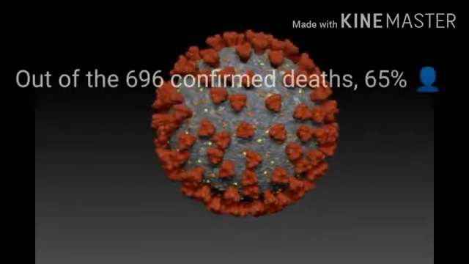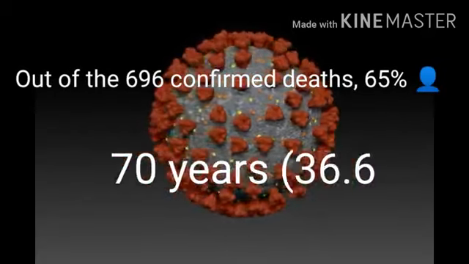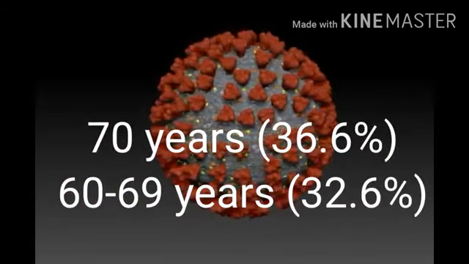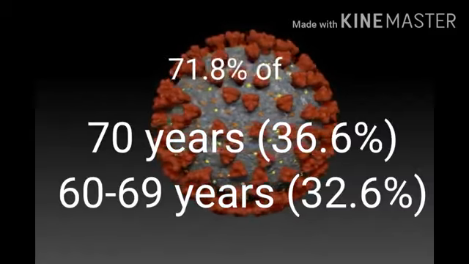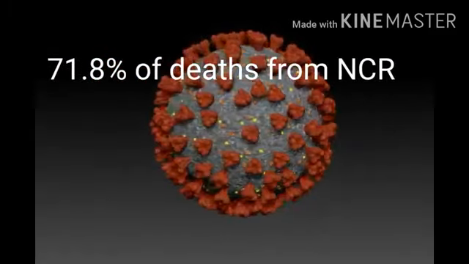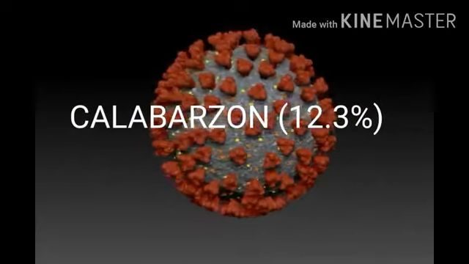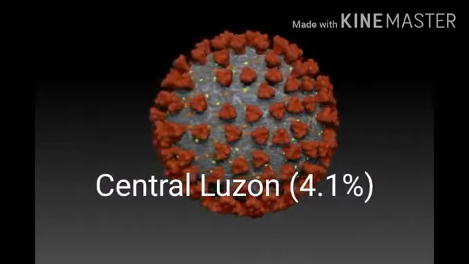Out of the 696 confirmed deaths, 65% are male, with the most affected age group over 17 years at 36.6%, followed by 16 to 69 years at 32.6%. 71.8% of deaths were reported from NCR, followed by Calabarzon 12.83% and Central Luzon 0.1%.